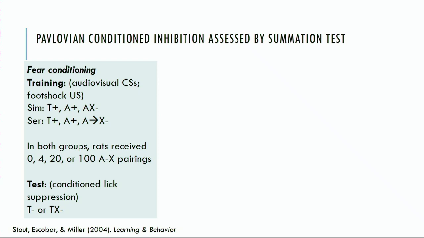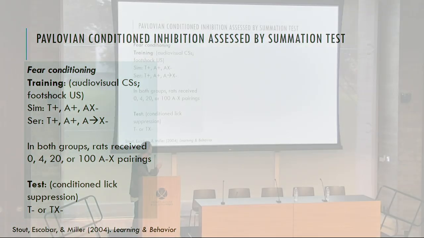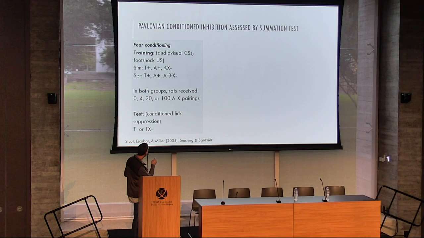There are two types of trials where there's just one CS followed by the foot shock. So T will be a transfer exciter, T followed by foot shock. Stimulus A is also a training exciter, and stimulus A is reliably followed by foot shock. And then there's this third type of trial where A, the exciter, is present with X, the putative inhibitor, what's going to be trained as a conditioned inhibitor. X is not followed. On the AX trials, no foot shock is delivered.